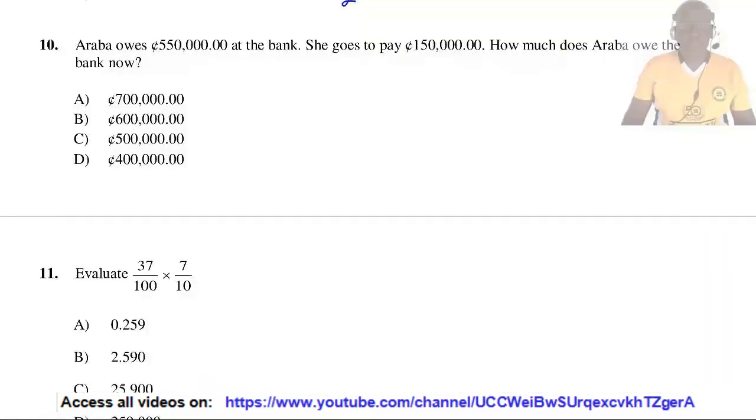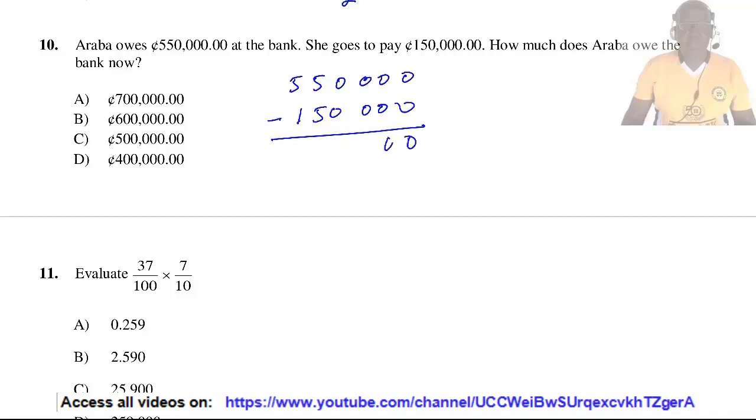Question 10. Araba owes 550,000 cedis at a bank. He goes and pays 150,000 cedis. How much does Araba owe the bank? Araba owes 550,000. He goes and pays 150,000. So the amount Araba owes the bank is going to be the difference. 0, 0, 0, 0. 5 minus 5 is 0. 5 minus 1 is 4. So the answer is D.